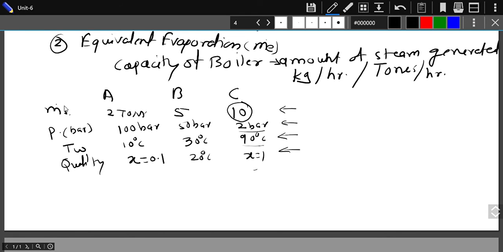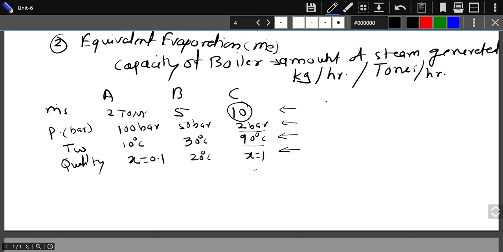So what I have to do is consider one scale, or one datum level, and with that datum level I have to measure how much steam is generated by that boiler. Okay, so that is done by the equivalent evaporation. So what do you mean by equivalent evaporation then?